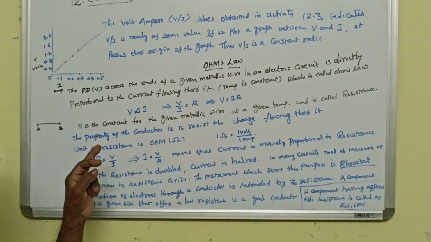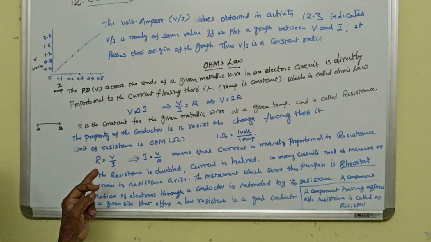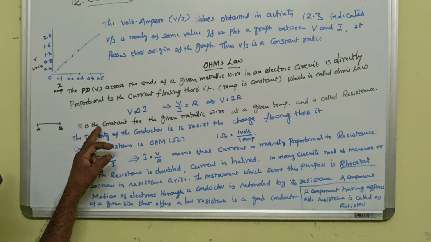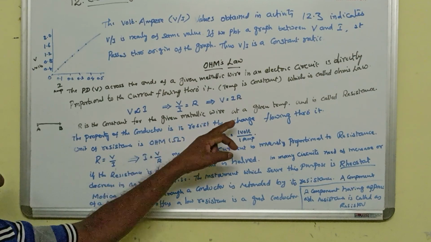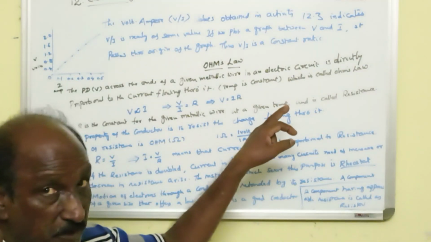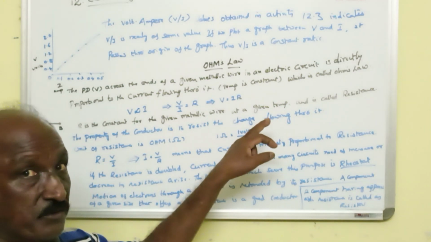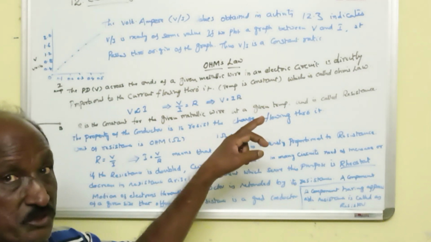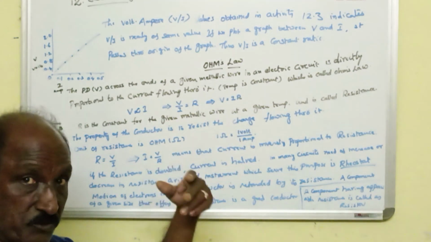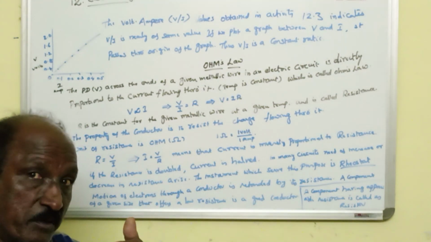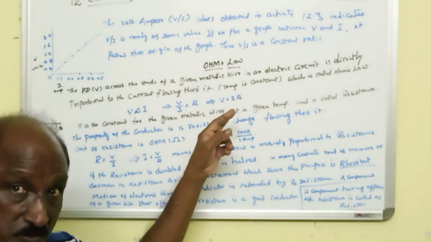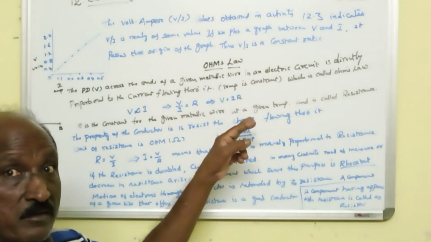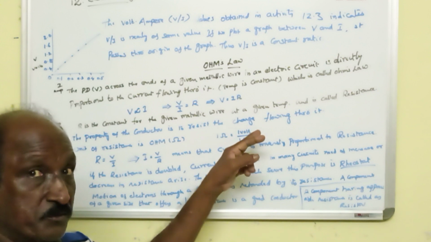So V by I is constant. We are getting a constant value. R is a constant for a given metallic wire at a given temperature. Temperature is constant here. You should remember, temperature is not changing at all. Of course, in superconductors at high temperatures, the temperature variation should also be considered. That is a different issue.